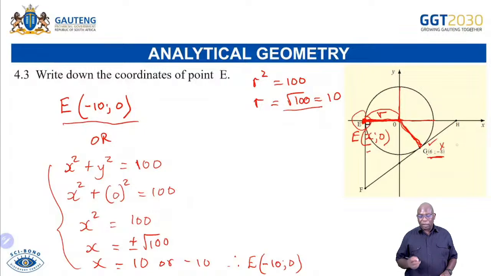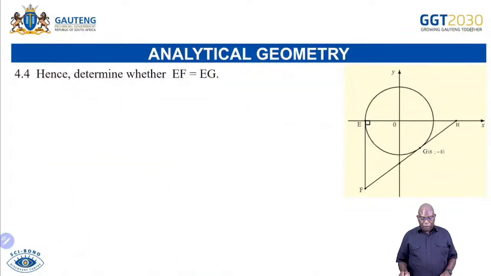Unless I can get the radius. Okay. Now 4.4 is a bit tricky here. We need to determine whether these two lines are equal. Obviously here they're asking you about the distance. Okay, so line EF and line EG. So EG will be from here to there. So we want to find out if the length of this line and the length of those lines are equal.